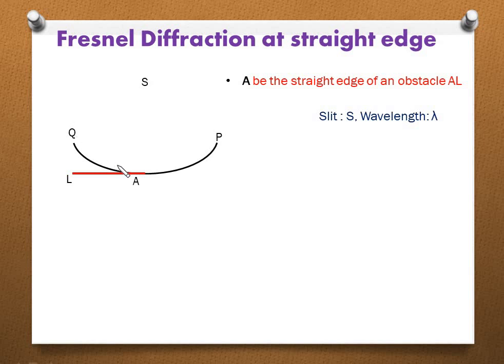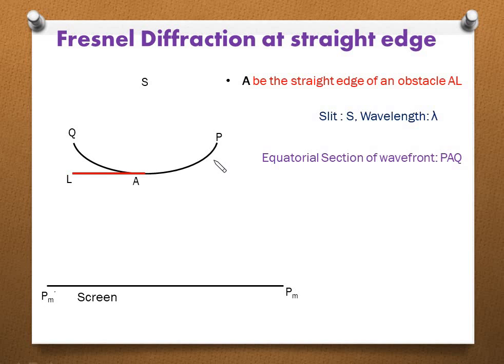And suppose this PAQ is the equatorial section of that cylindrical wavefront. Now we just place a screen to see the image. Let's assume the distance between slit and obstacle is A, and the distance between obstacle and screen is B. Just draw a line from the slit to a point on the screen, just touching the edge.